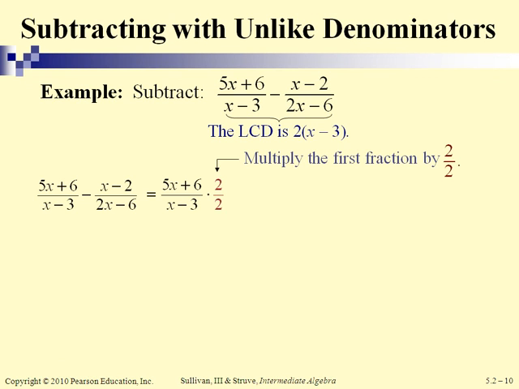You see, this is 2 times x minus 3. So in order for you to have the same denominator, you need to multiply 2. If you multiply 2 here, you need to multiply 2 there, right? Is that okay?